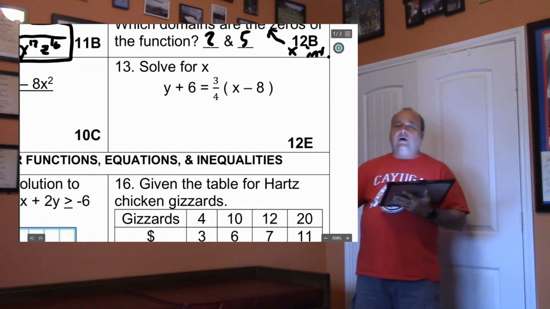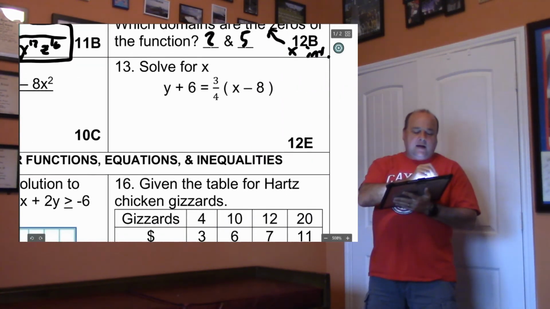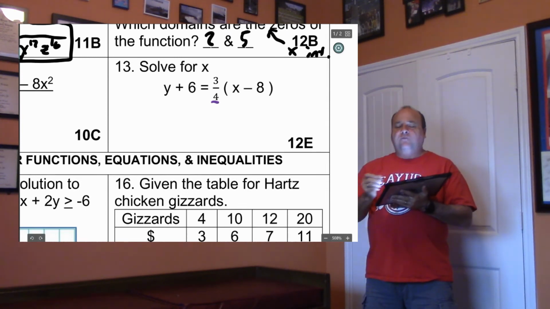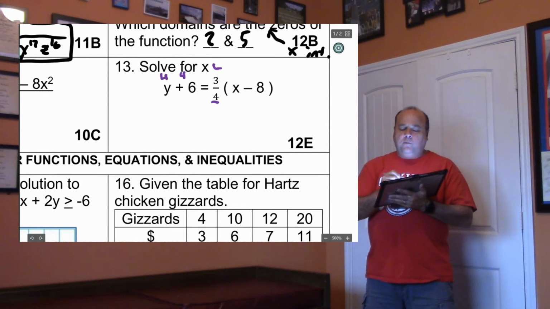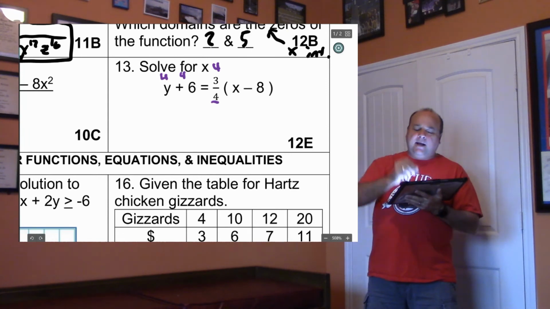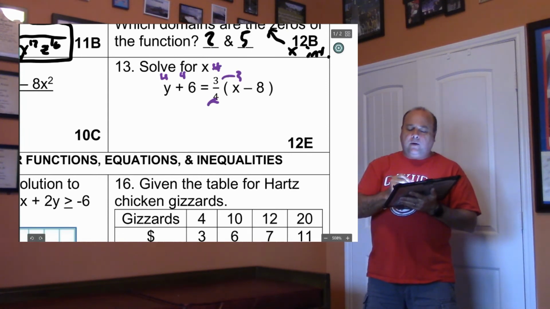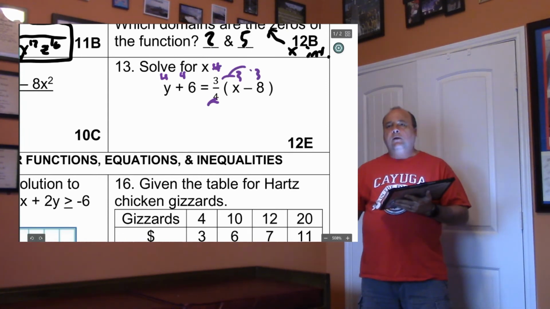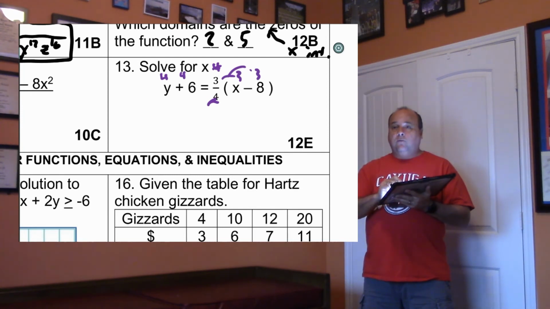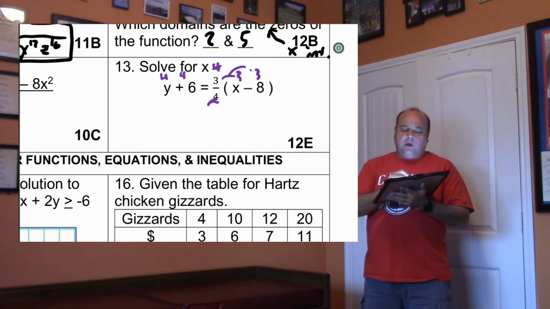Number 13, let's solve this for x. I'm going to do this one more time for you. So we have a fraction 4. The 4 gets Bluebell trucked, right? The denominator goes to the left. The numerator goes to the right, doesn't it? So this is in point slope form. The denominator goes left. The numerator goes right. So now we're going to multiply.